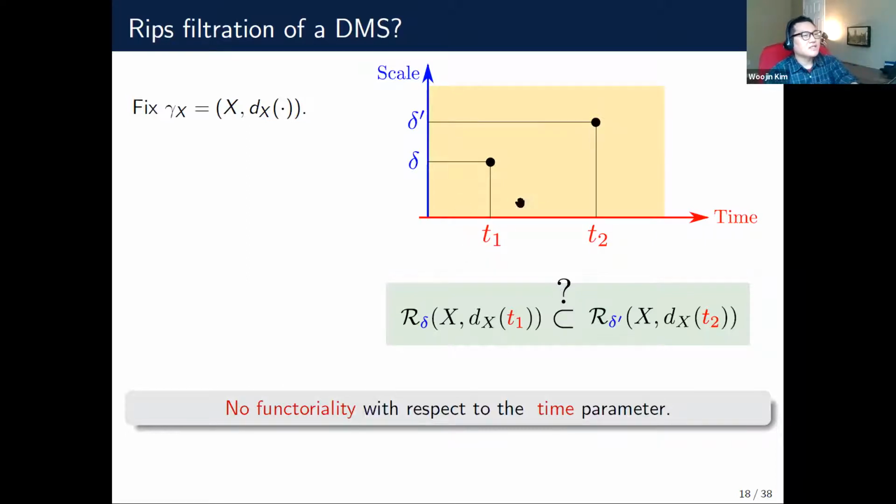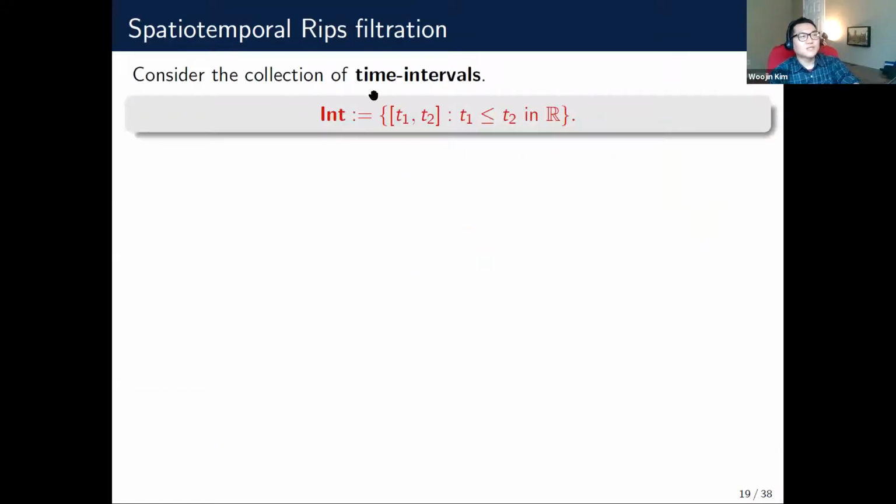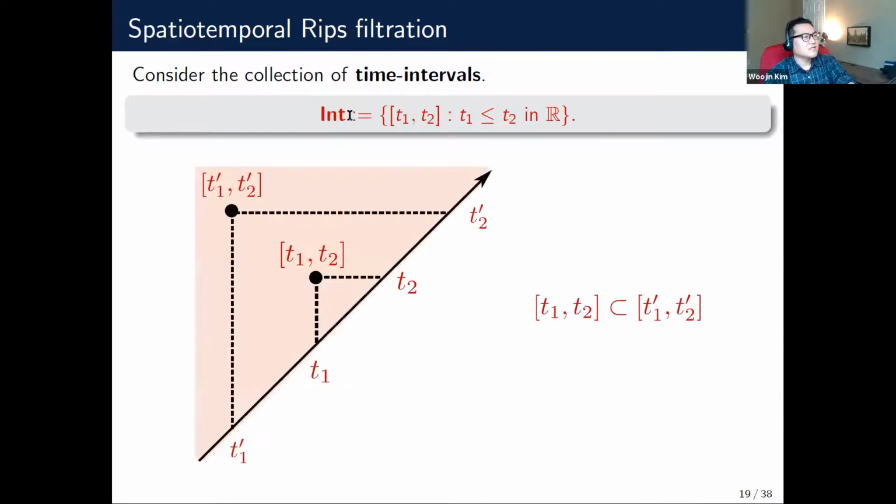perspective a little bit. Instead of considering timeline, we are going to consider the collection of time intervals. So by Int, we are going to denote the collection of all closed finite time intervals. By the way, I'm keeping using this red text for denoting time relevant parameters. So then this collection of all closed time intervals can be expressed as the upper half plane above the diagonal line. So the point (t1, t2) will correspond to the closed time interval [t1, t2].